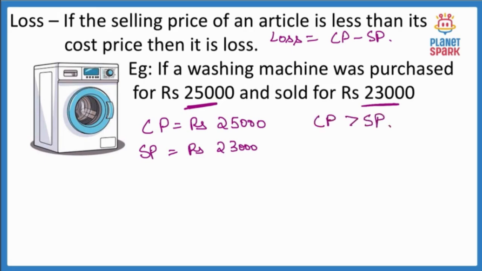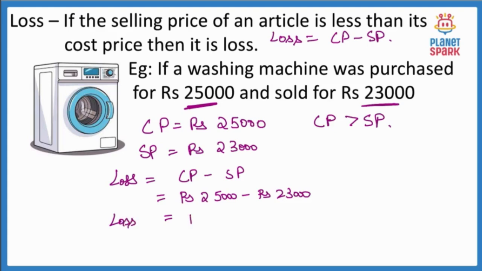If cost price is greater than selling price, we'll have a loss. That means for loss, the formula will become CP minus SP. Loss is equal to CP minus SP. CP over here is 25,000. SP is 23,000. So on selling the washing machine, the dealer has incurred a loss of rupees 2,000.